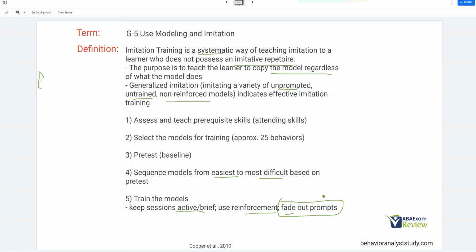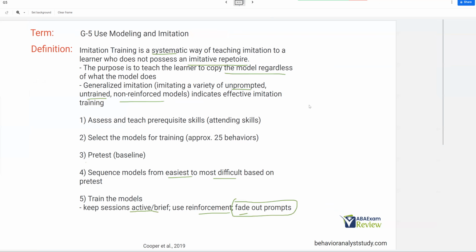When we talk about the model being the controlling factor in imitation, that's what we're talking about. The prompts, the do this, show me. When you hear someone say, well, we're working on imitation, and then that person says, raise your hand, the learner raises their hand and they say, see, they imitated. That is not imitation. That is a prompt for modeling. We want to fade those prompts out.